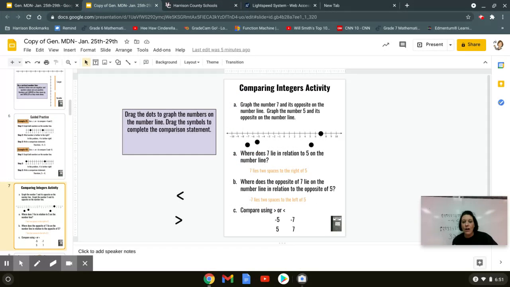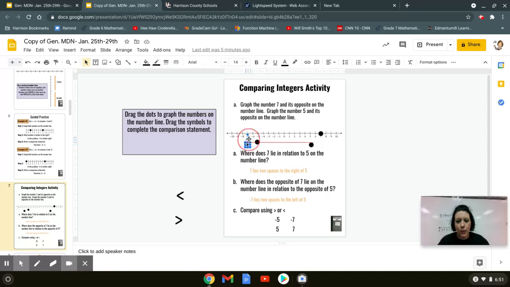It's comparing integer activity. We're going to drag and drop our data points onto our number line. So what we have is we have to graph 7 and its opposite on the number line. That means, if I can find my little mouse signal here, making sure he's in there. So I have 7 right here. And then I need to plot the point. So I just went ahead and pulled those up so I wouldn't have to drag them so far to -7.